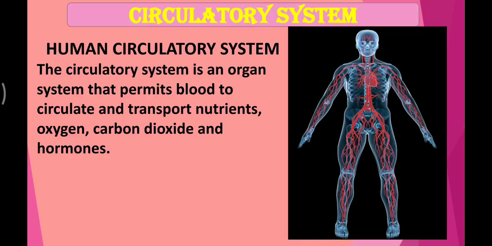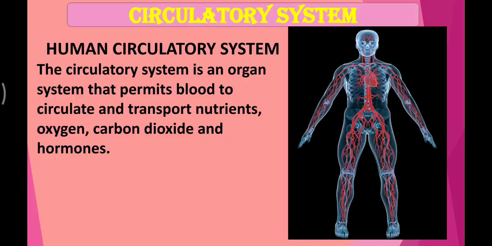Transportation in human beings is followed by a system. You all know each metabolic activity has its own system to operate. So here transportation happens in the circulatory system. Human circulatory system. The circulatory system is an organ system that permits blood to circulate and transport nutrients, oxygen, carbon dioxide and hormones, and also I can say some waste produced in the body. So this is how the transportation all over the body happens, the circulatory system.